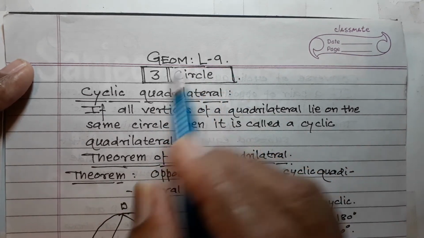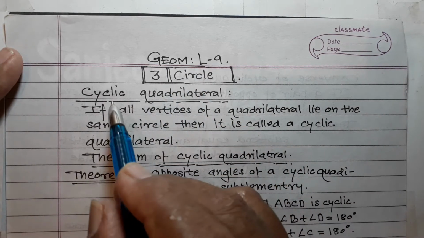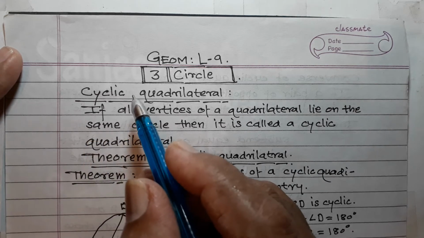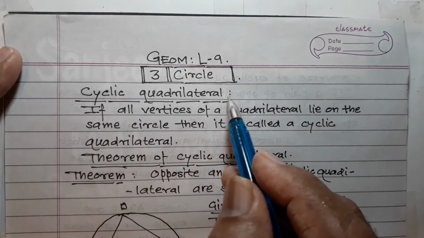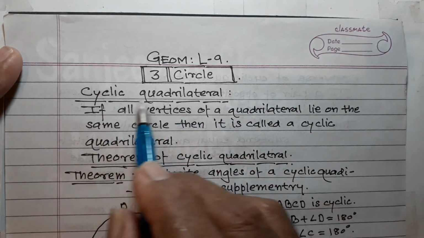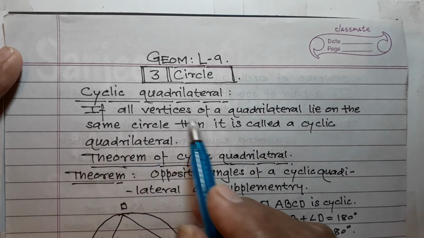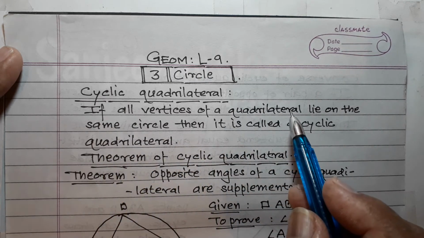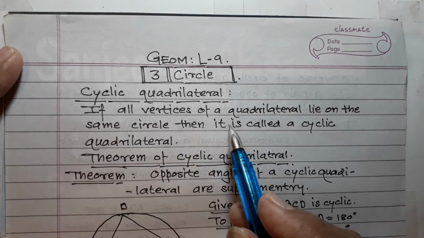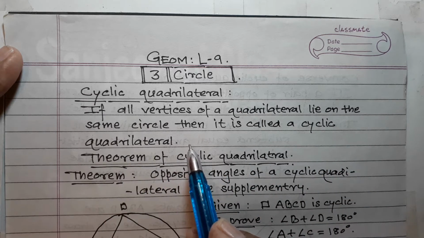In this lecture, I am going to explain some new topic, that is cyclic quadrilateral. Now try to understand what is cyclic quadrilateral. If all vertices of a quadrilateral lie on the same circle, then it is called a cyclic quadrilateral.